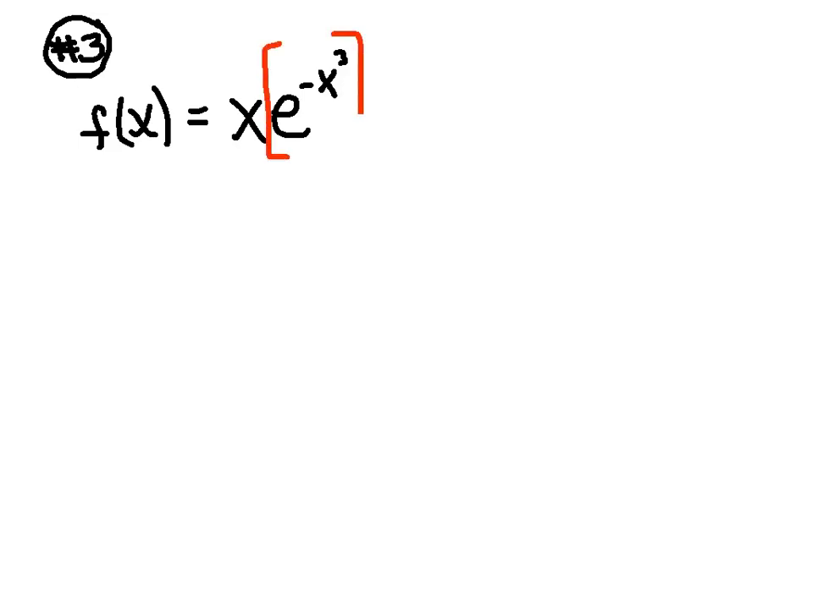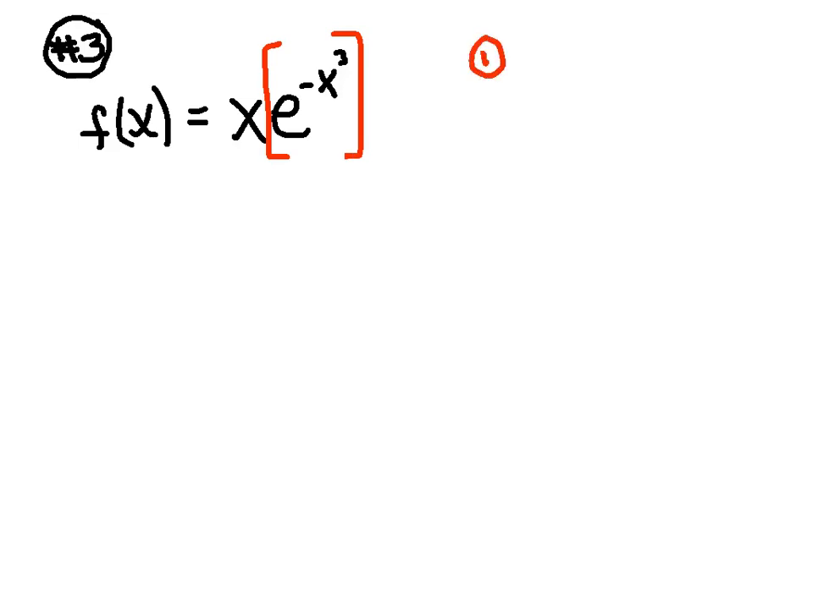Our third example has a little extra twist to it. I'm going to present you with a function x times e to the negative x cubed power. Now, as far as organizing this, we're going to break this into multiple steps, but I want you to visualize or pretend that we're only focusing on e to the negative x cubed at first.